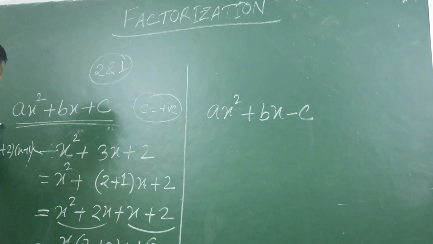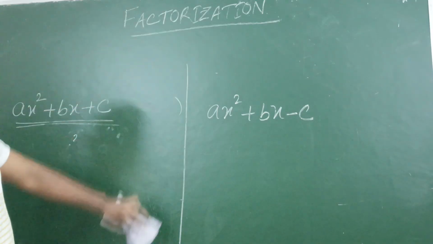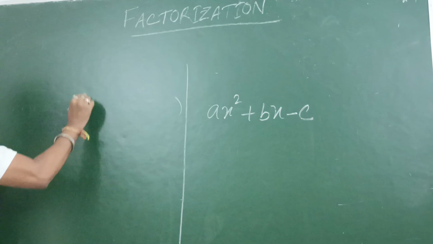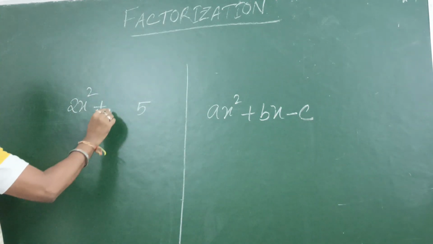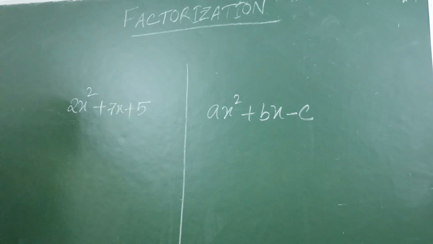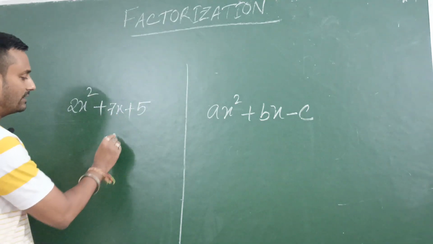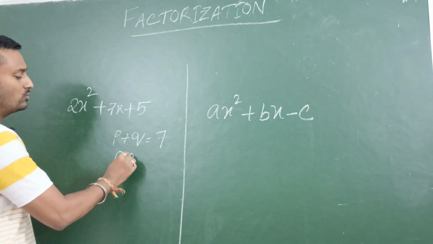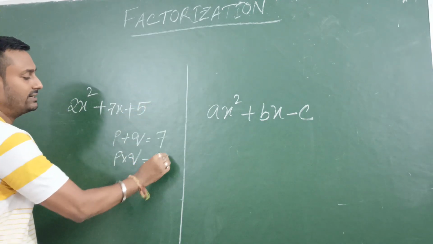Okay, my dear students, let us take another example, then you can easily understand the middle term splitting. Suppose we have 2x square plus 7x plus 5. So again c is positive here, that means you have to find two numbers whose sum is p plus q equal to 7, and product p into q is the product of a and c. a is 2, c is 5. 2 into 5, 10.